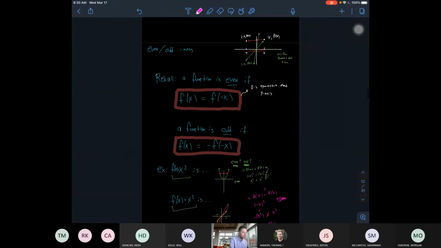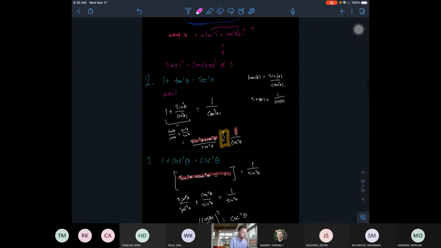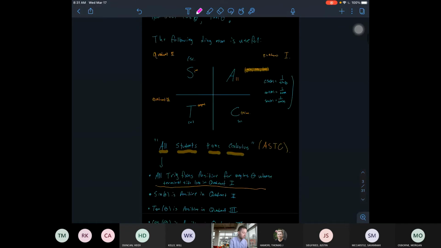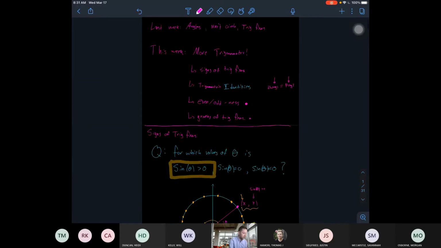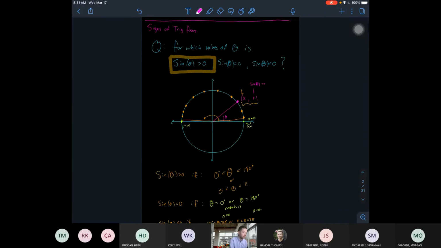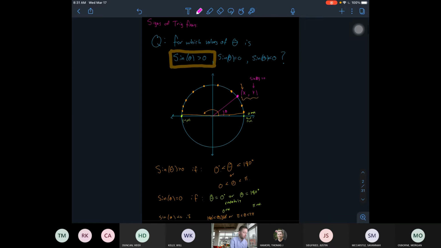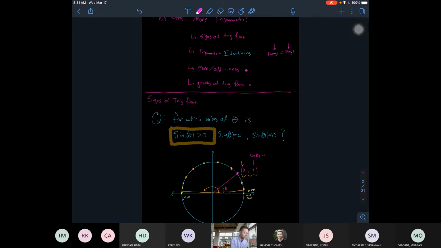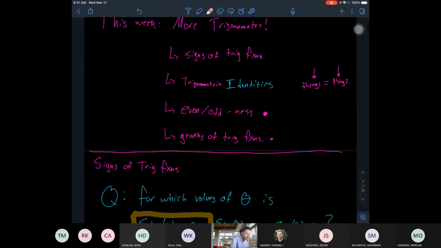Let me review a little bit of what I talked about last time. This week we are continuing with more trigonometric stuff. We went over what we talked about last week, and then we started talking about a few new things. We started talking about the properties of these trigonometric functions. Those properties involved the signs of these trig functions, like, when are they positive and negative?